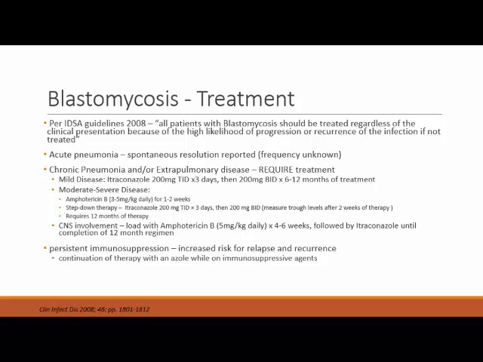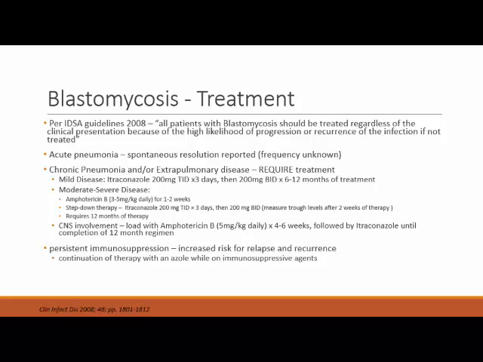For the treatment, again, IDSA guidelines in 2008 recommend all patients with blasto should be treated regardless of the clinical presentation because of a high likelihood of progression or recurrence if not treated. For the acute pneumonia, because of the nonspecific presentation, a lot of patients are not caught at this time and they're usually treated for a regular bacterial pneumonia. But there have been reports of spontaneous resolution, although the frequency is not known. For the chronic pneumonia and extrapulmonary disease, they do require treatment. For mild disease, patients who do not need hospitalization, you can start with the itraconazole load and continue with itraconazole for a total of 6 to 12 months of treatment.